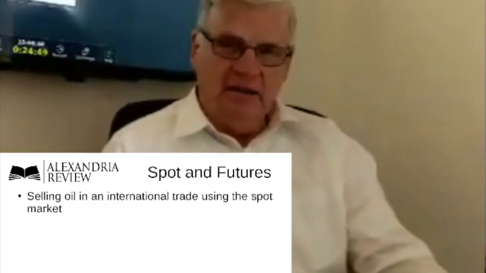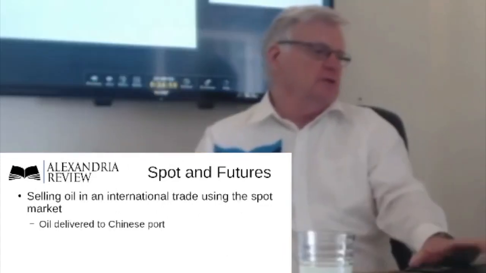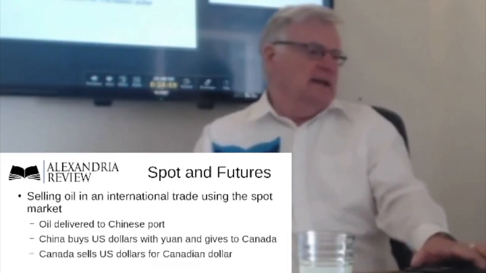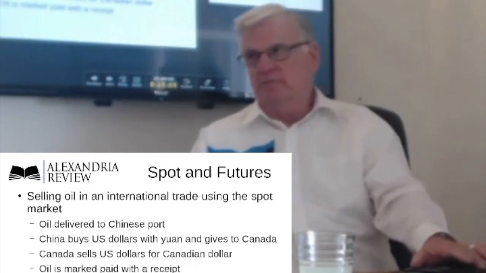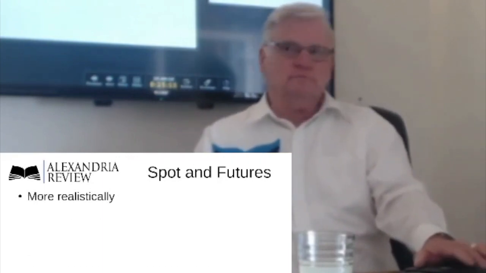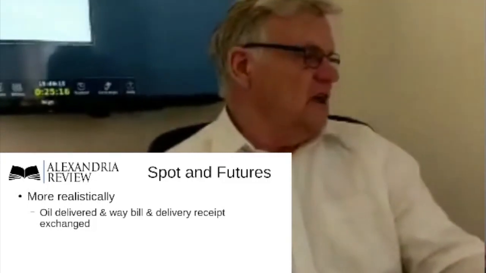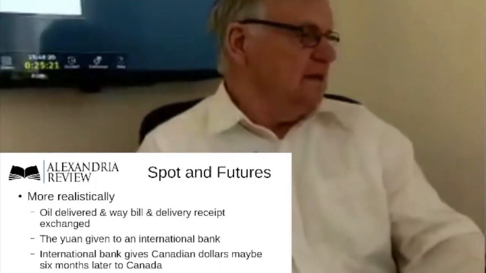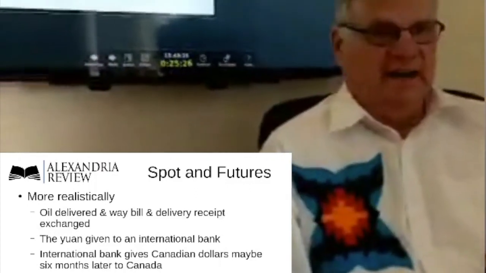Selling oil in an international trade using the spot market. Oil is delivered to a Chinese port, for example. China buys US dollars with yuan and gives them to Canada. Canada sells the US dollars for Canadian dollars, and the oil is marked as paid with a receipt. If only it was that simple. More realistically, the oil is delivered, and a weigh bill and delivery receipt are exchanged. The yuan is given to an international bank, and the international bank gives Canadian dollars, maybe about 6 months later or a long time later, to Canada.